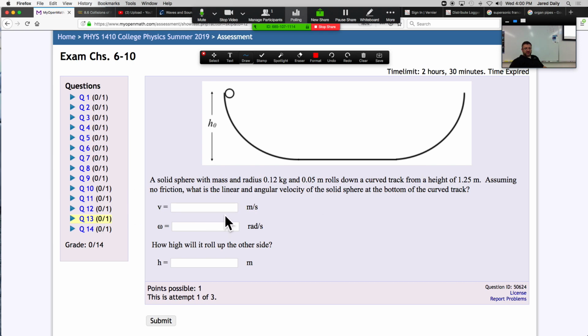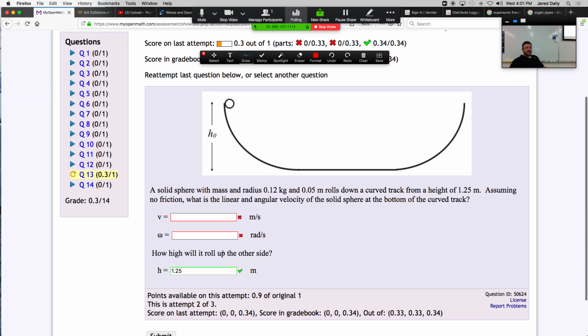So anyway, the idea is at the bottom, they want to know what's the linear and angular velocity of the solid sphere at the bottom of the curved track. So they want to know how fast it's moving forward, and how fast it's rolling around. And they want to know how high it will roll up the other side. And they're assuming that there's no friction. Well, if there's no friction, we can immediately answer this second question, can we? What is the answer right here? Because if there's nothing taking energy out, then it will gain that potential energy back on the other side. Right?